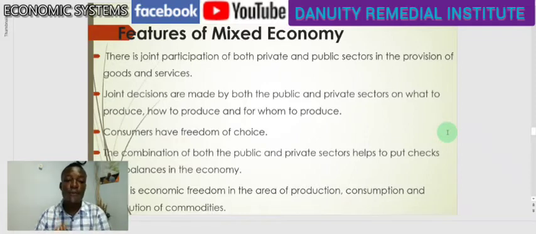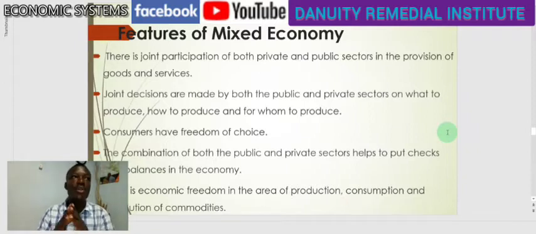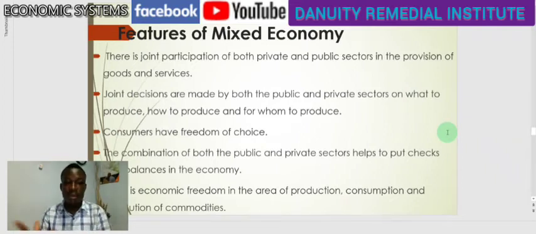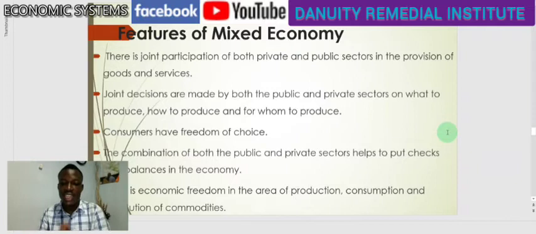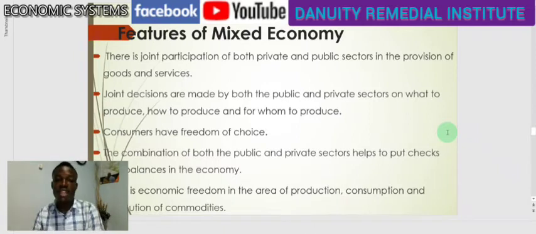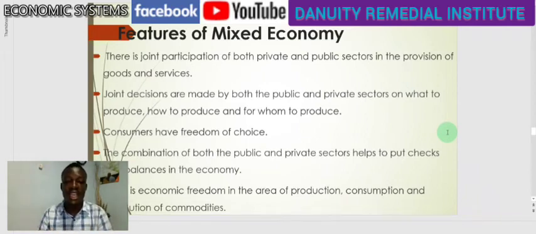Then the combination of both the public and the private sector helps to put checks and balances in the economy. So where we have different kinds of ownership, private and then public, there is a need for check and balance. The public institutions can check the performance of the private, and where they fall short, they can quickly adjust. The same way, the private institution can check the public institutions, and where there is a need for them to make up, they also do so. So both institutions check themselves, and where they are supposed to make changes for them to be better, they do so.